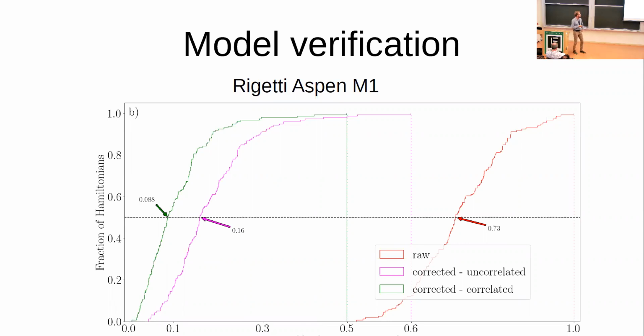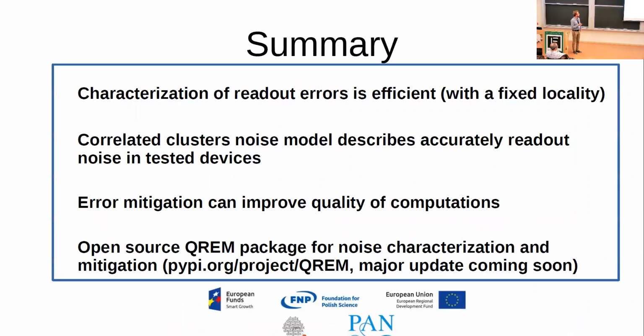Okay, and this is basically all that I have to say. I wanted to convince you that there is an efficient method of characterizing those readout errors, at least partially, to a given locality, and that error mitigation can improve the quality of the results that you get. There is also an open source package that we developed. If you want to do this, you can use it, but please don't do it today because there is a major update coming that will have more functionalities. So please wait a couple of weeks and then you can do basically all that I said quite easily in Python.